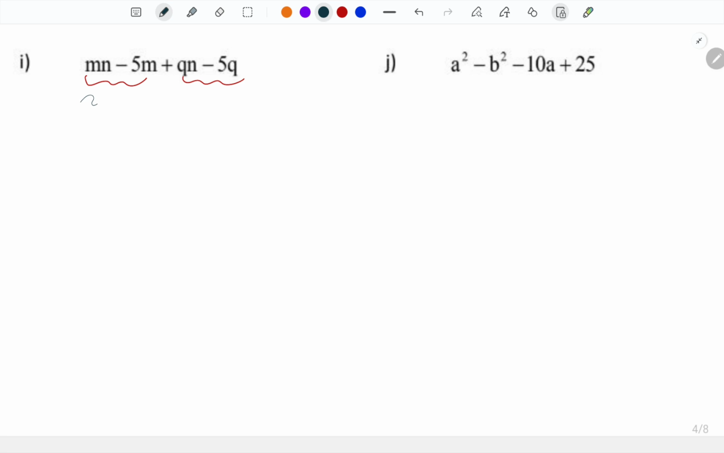Is there anything we can get out of the first 2? Looks like we could get out an m, and you're left with n minus 5. And for the second two, there's a q in both of them, and we're left with n minus 5. And so we can actually go a little bit further. We have n minus 5 in both, so we can common factor that out, and then we're left with n plus q.